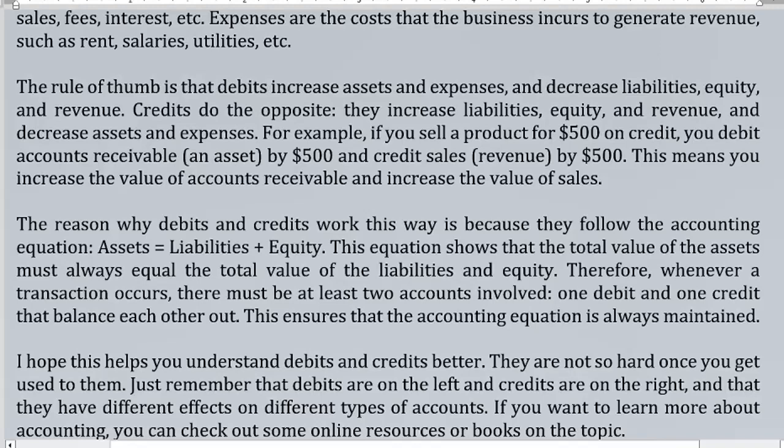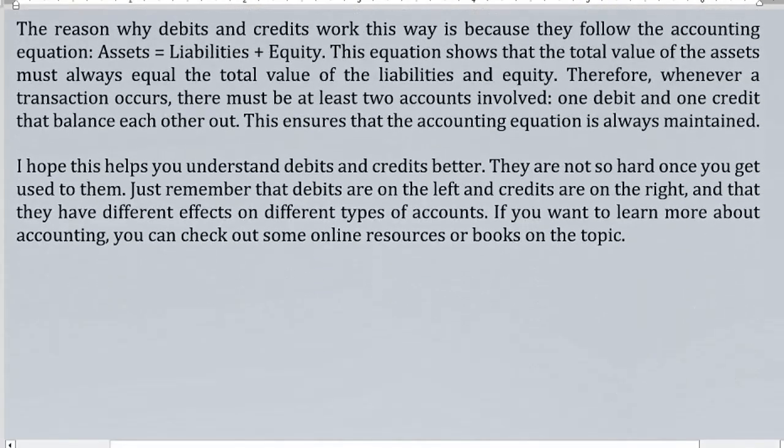The reason why debits and credits work this way is because they follow the accounting equation: assets equals liabilities plus equity. This equation shows that the total value of the assets must always equal the total value of the liabilities and equity. Therefore, whenever a transaction occurs, there must be at least 2 accounts involved, one debit and one credit that balance each other out. This ensures that the accounting equation is always maintained.